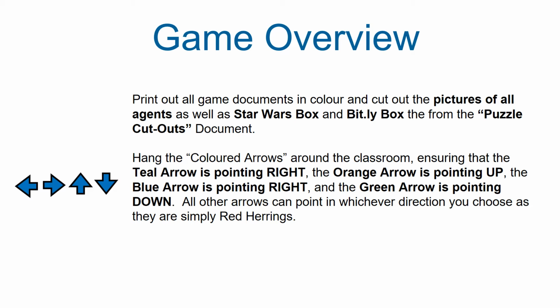Once you have your arrows printed out in color, you need to hang these arrows around the classroom, anywhere you want around the entire classroom. But you need to ensure that the teal arrow is pointing right, the orange arrow is pointing up, the blue arrow is pointing right, and the green arrow is pointing down. Those are the four most important arrows because they're a combination later on in the game. All other arrows, you can put in whatever direction you like because they're simply red herrings in our game and don't affect any part of gameplay.